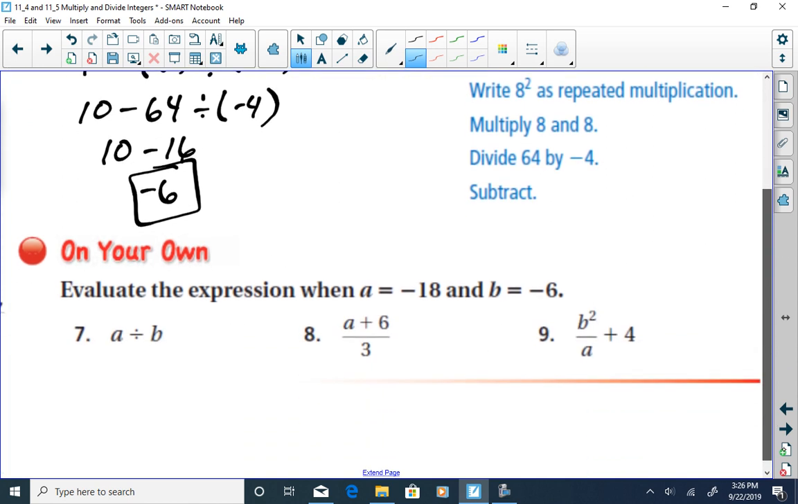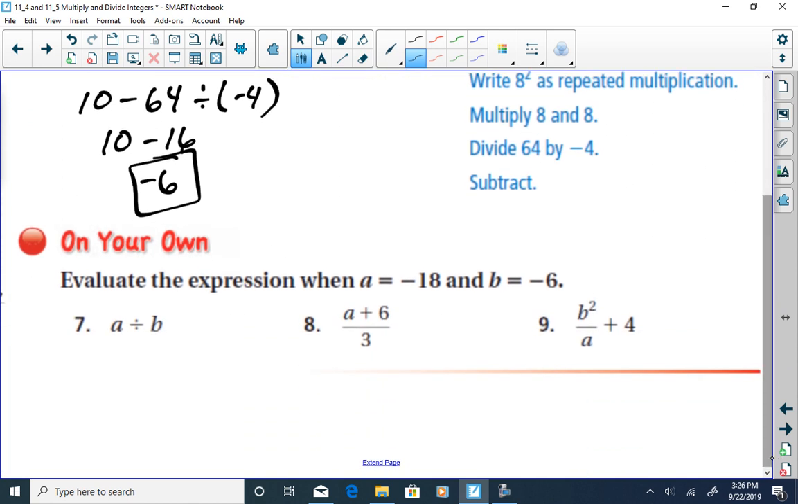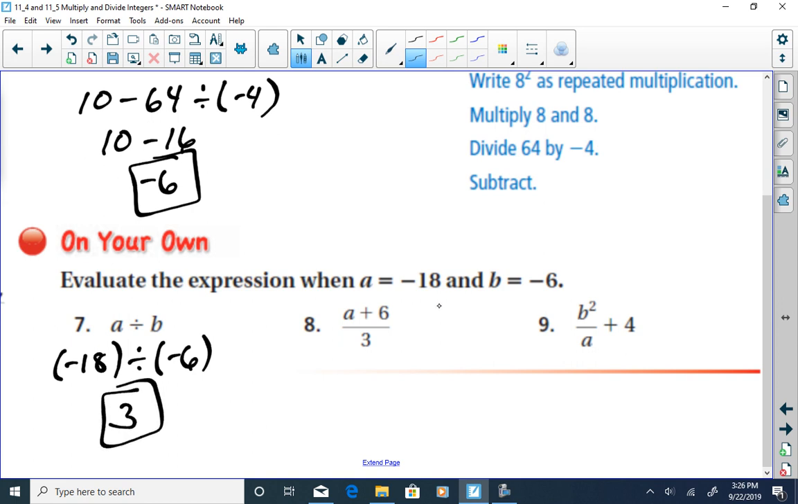All right? If I try some of these examples down here, a divided by b, I'm going to replace a with negative 18, because we're told to up here. I'm going to replace b with negative 6. So this becomes a negative divided by a negative, which is positive, and 18 divided by 6, that's going to be 3.